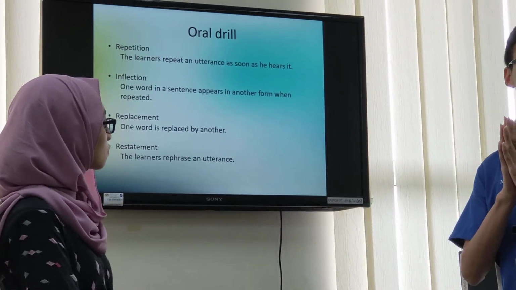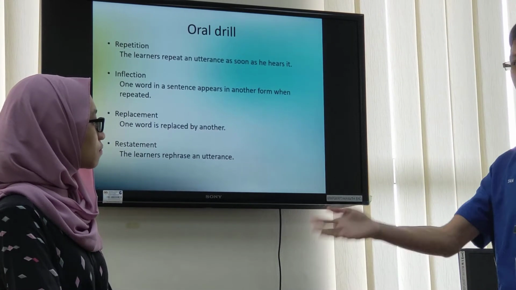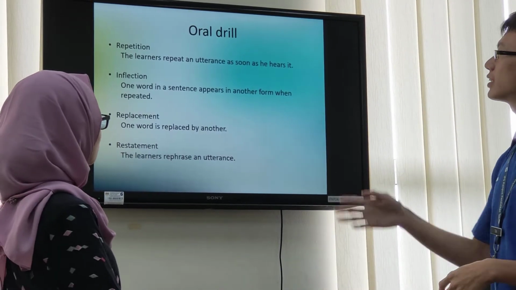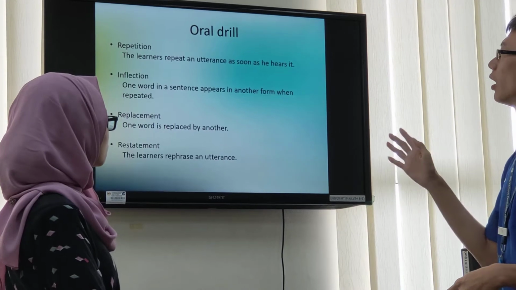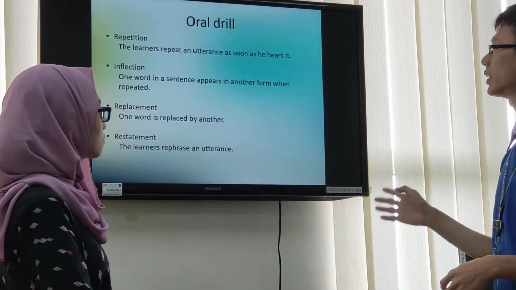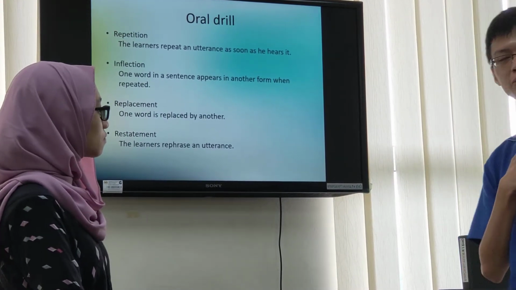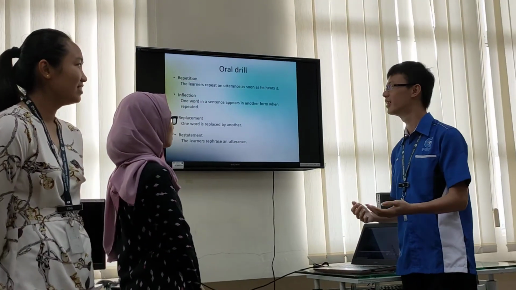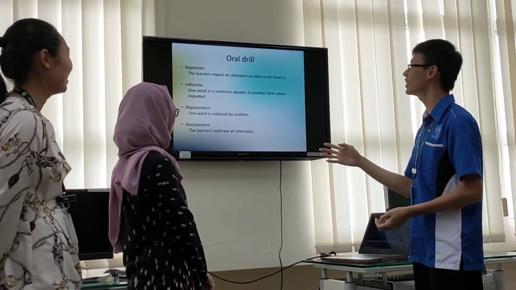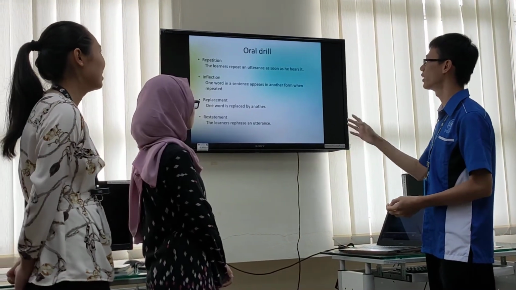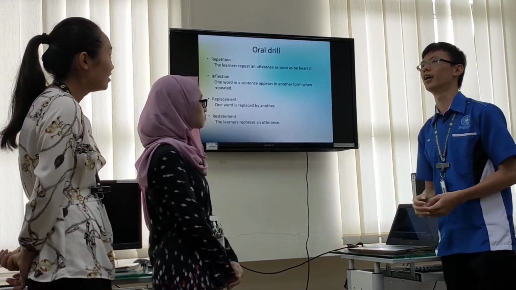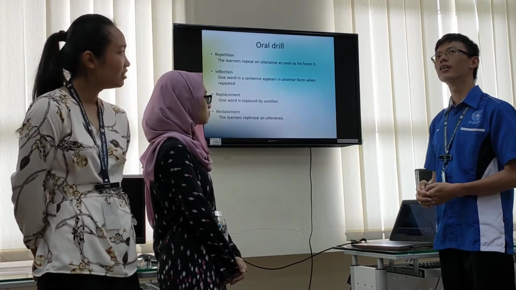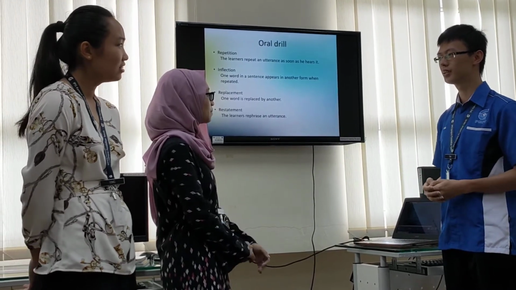We will demonstrate it, and I'm the teacher and she is the student. First one is repetition. The learner repeats and answers as soon as he hears it. I'm the teacher, I say: I eat an apple. I eat an apple. The second one is inflection. One word in the sentence appears in another form and is repeated. I will say: the apple is on the table. The apple is on the table.